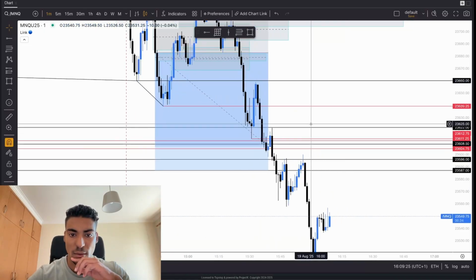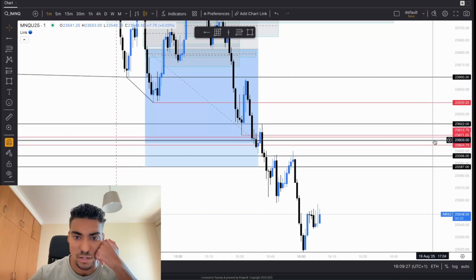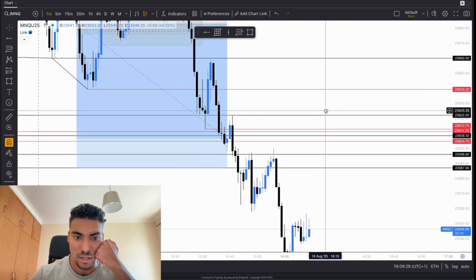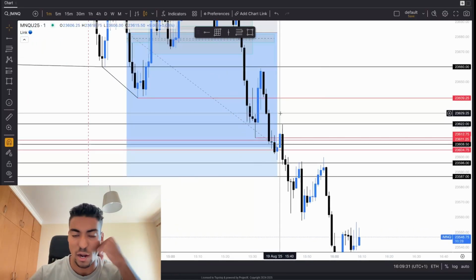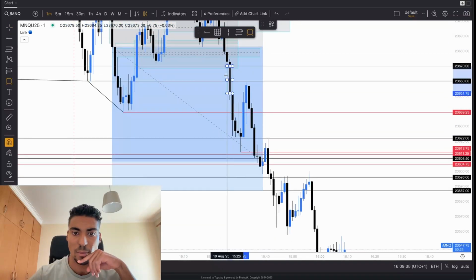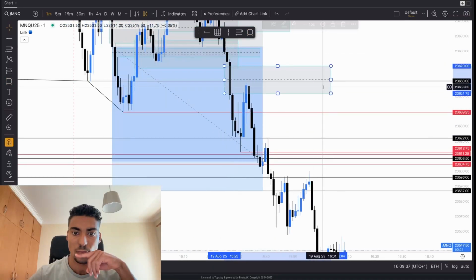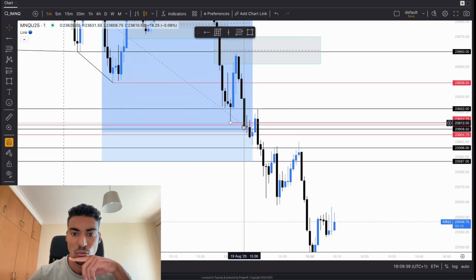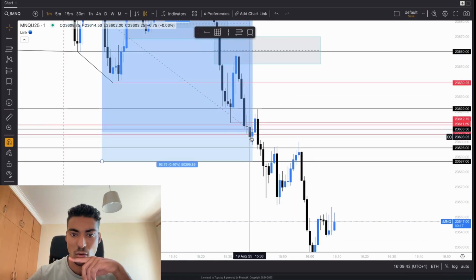Price hits TP1, which is right here. I did not close any partials right here, I think. No, I closed one contract right here. I only had 2 contracts. Price moves higher, fills in this 1 minute fair value gap right here. Boom. Then moves lower again to fill in more of these lows, lows get swept.